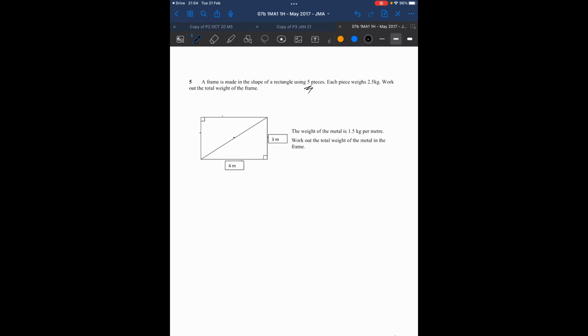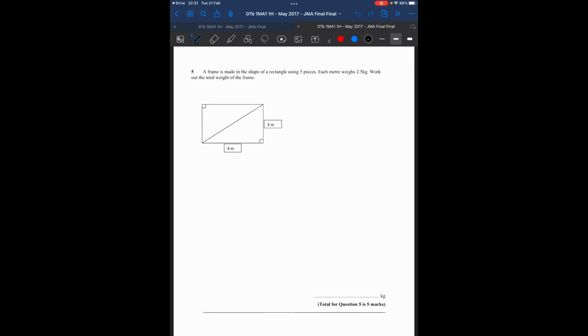Note, re-record number 5. Okay, a frame is made in the shape of a rectangle using 5 pieces. 1, 2, 3, 4, 5, presumably. Each meter weighs 2.5 kilograms. Work out the total weight of the frame. Okay, so the fact that it's a rectangle means I can put some numbers on here straight away. However, there's the piece in the middle as well, and there's this suspicious right angle over here.